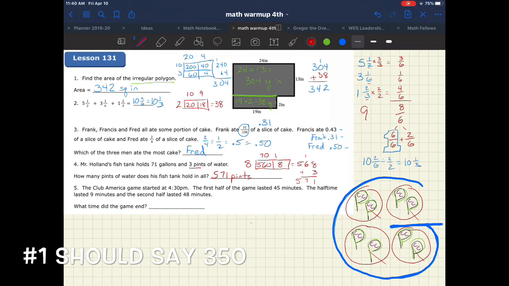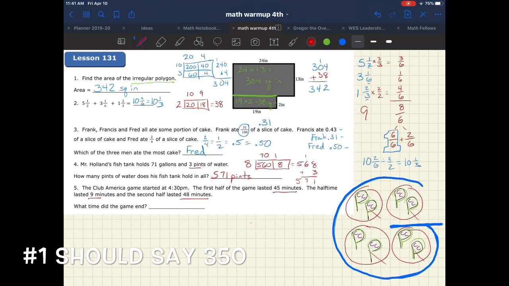Number 5. The Club America game started at 4:30 p.m. The first half of the game lasted 45 minutes, the halftime lasted 9 minutes, and the second half lasted 48 minutes. What time did it end? It would be tempting to just put 4:30 and just start adding all these on, but the problem is that we have trouble regrouping with time because it switches over at the 60 instead of at 100 like the rest of our numbers do.